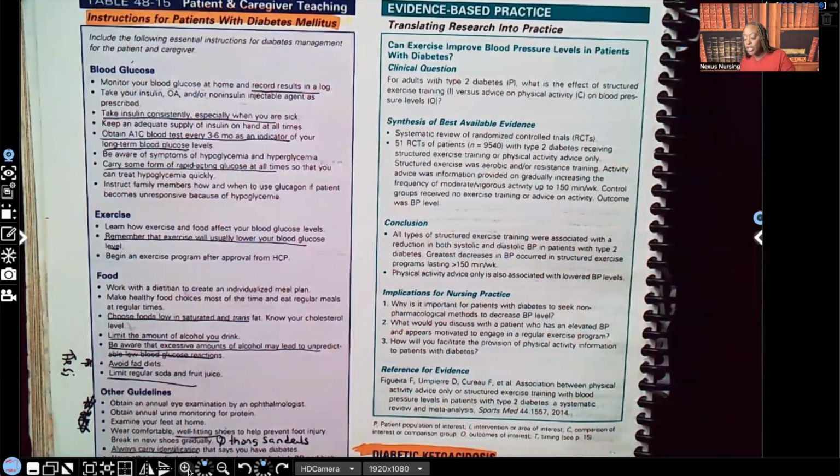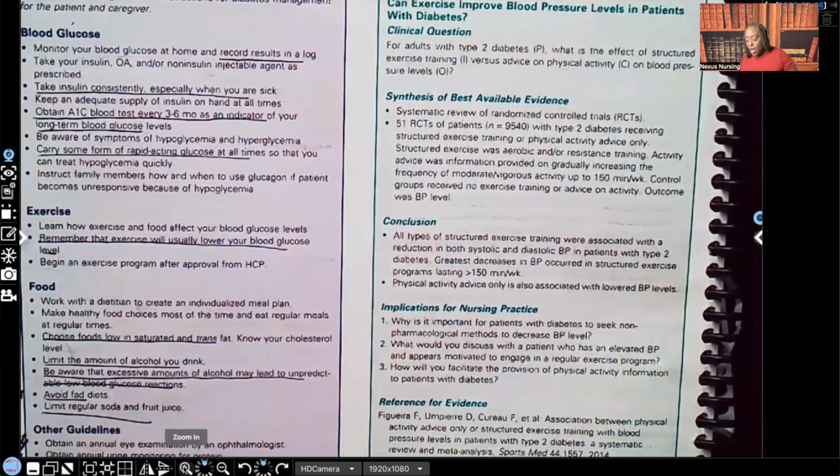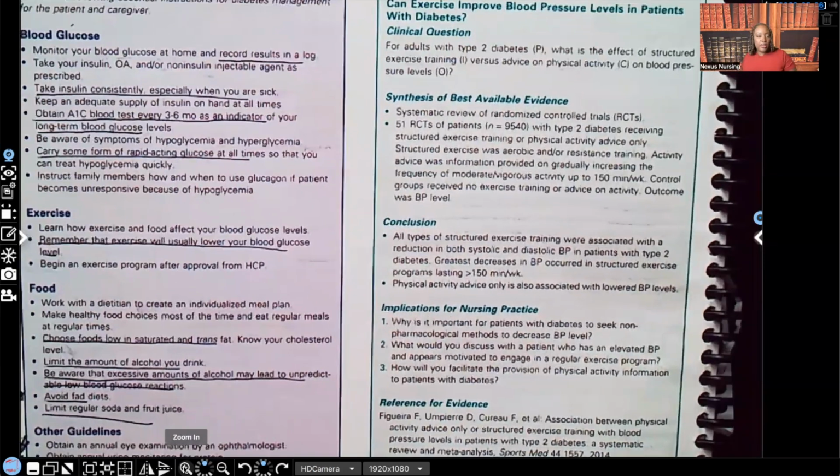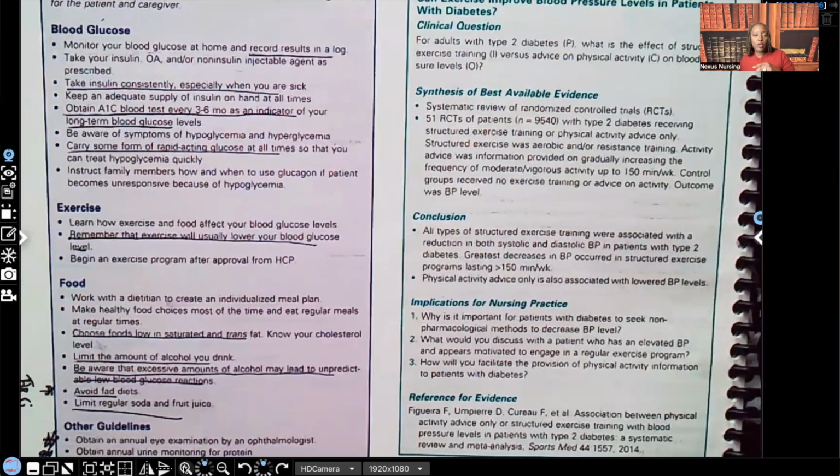All right, instructions for patients with diabetes. I'm not going to cover everything, guys. You see it, press pause so you can read everything. I'm just going to go over some. You're going to teach a patient to record and write down their results so that when they come in to see the nurse practitioner or their healthcare provider, we can actually look and see what their blood sugars have been looking like, okay?